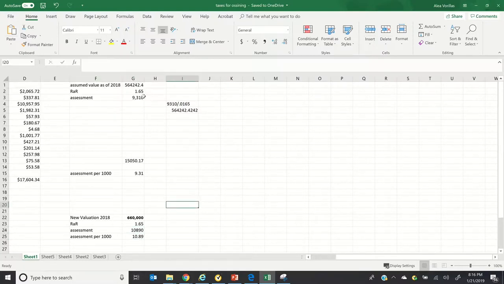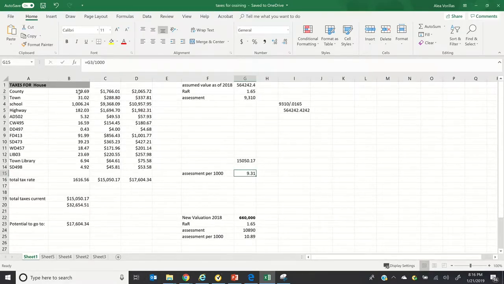Okay. So the next thing you want to do is take the assessment divided by 1,000. Because remember what I said, it's tax rate per $1,000 of assessed value. So that gives us 9.31 in this example. So great, we have our multiplier. We know that all of the tax rates get multiplied against the same value. So now we just have to find out what the tax rates are.